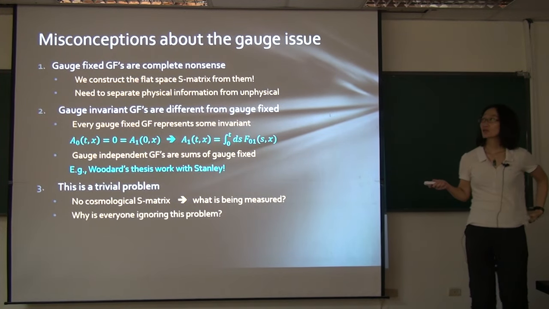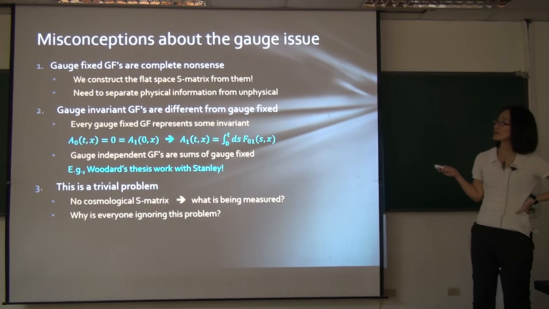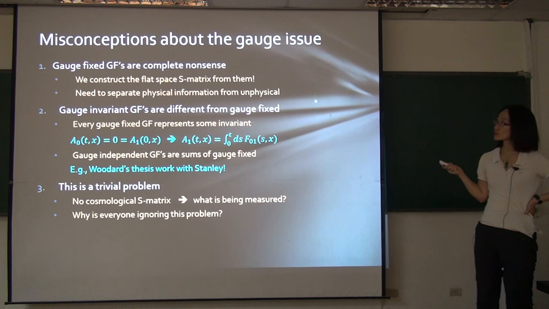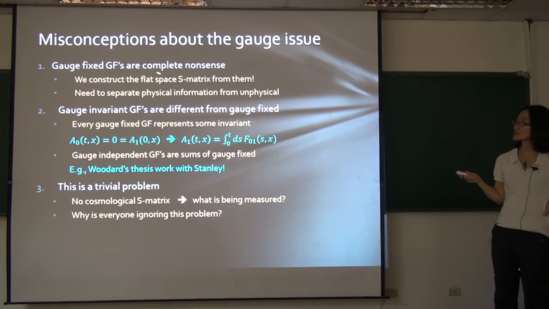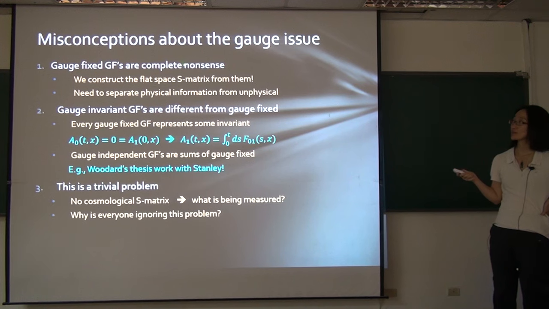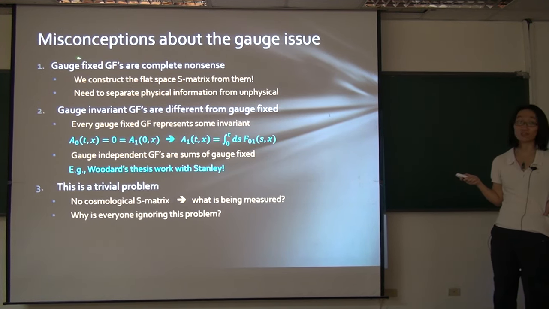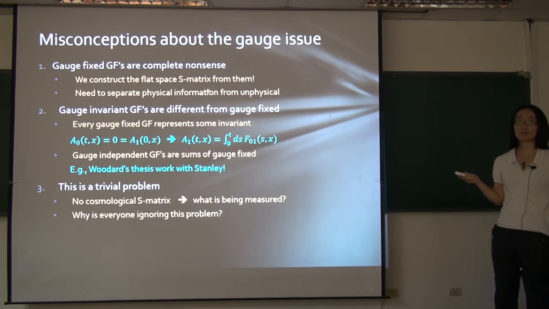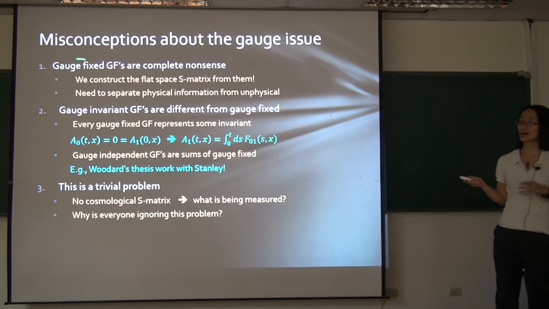Before we go on with the gauge issue on the theta, I want to emphasize three misconceptions about gauge issues. The first false statement is that gauge-fixed Green's functions are complete nonsense. Because you say a gauge-fixed Green's function is gauge dependent, so anything gauge dependent is not a physical observable, and we can just throw it away. But this is not true.